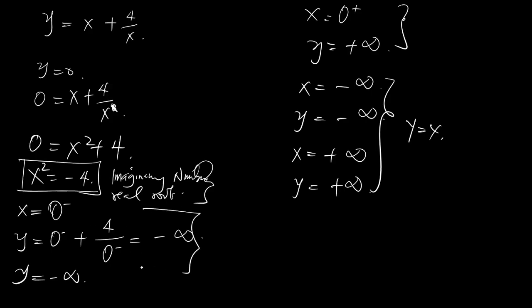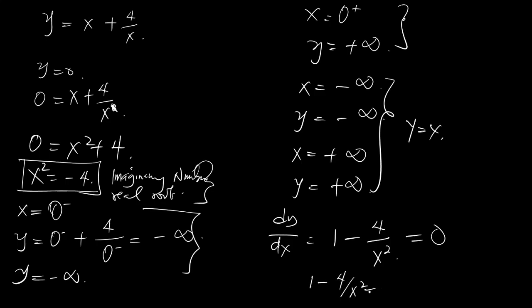So now we will also have to find a stationary point. So dy all over dx will give you what? 1 minus 4 all over x squared. Now let's look for the stationary condition where we have dy/dx equal to 0. So we have 1 minus 4 all over x squared equal to 0. If you multiply all through by x squared, you have x squared minus 4 equal to 0. So let's move this 4 to the other side. You have x squared equal to 4.